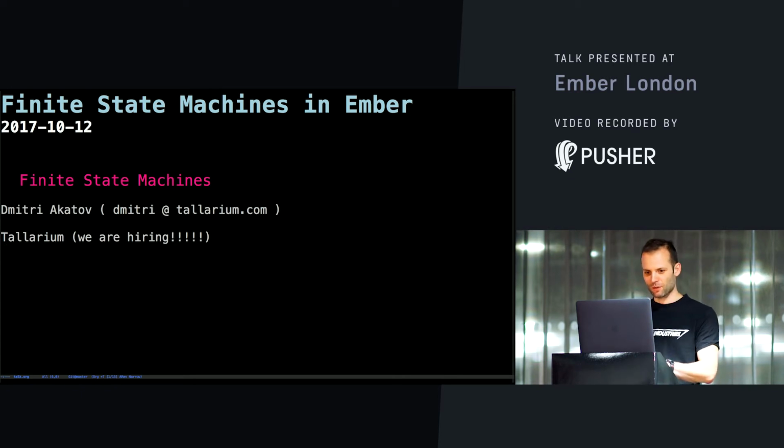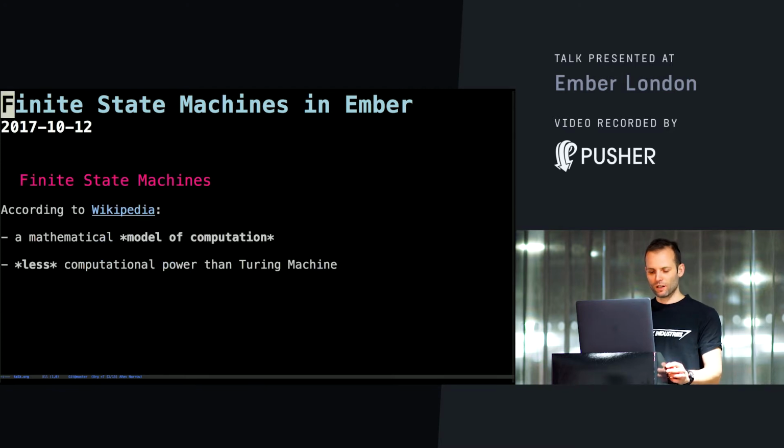All right, some finite state machines. According to Wikipedia, I'm not going to open that. You can open it if you want to. So a finite state machine is a mathematical model of computation. And probably one thing of particular interest about a finite state machine is that it's less powerful than some other models of computation, in particular the Turing machine.